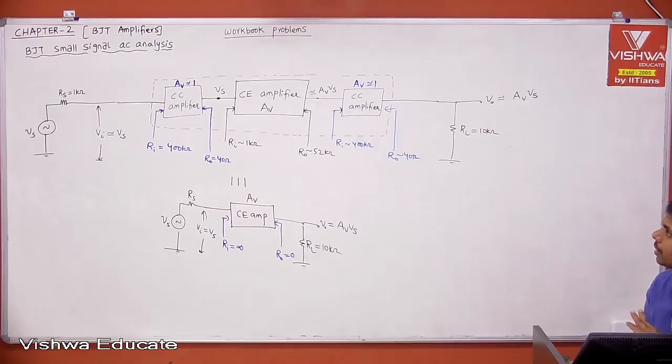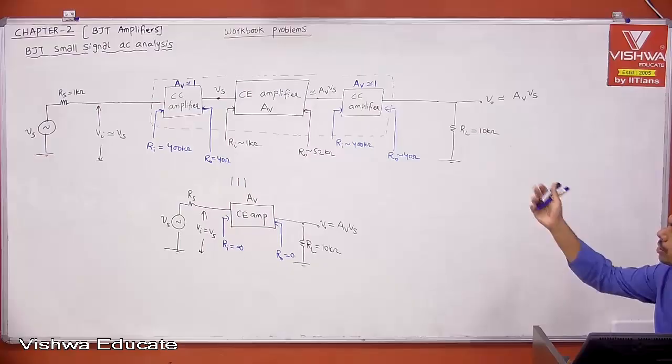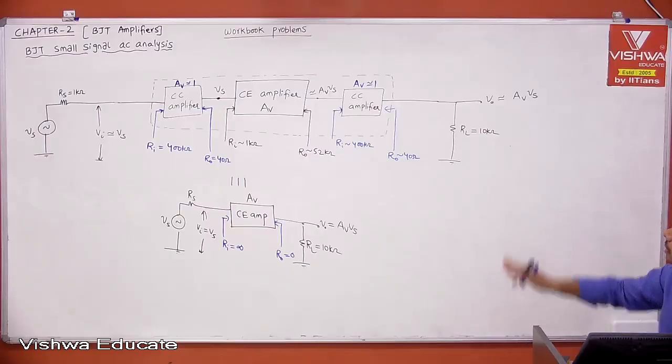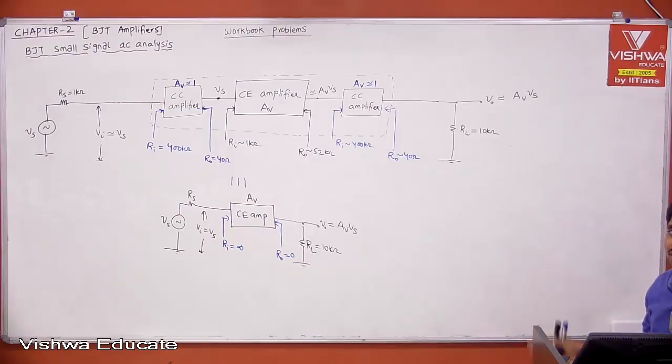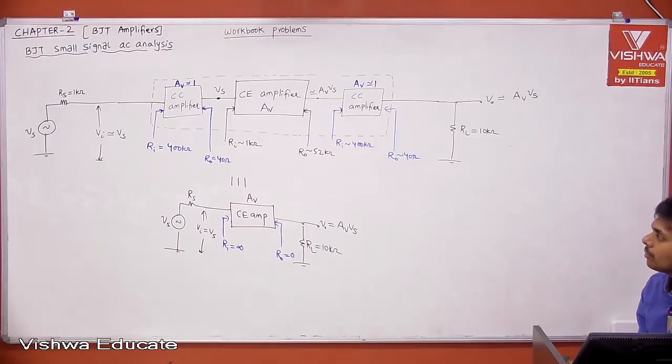I hope this is clear. See, ultimately I want a voltage amplifier. That is the reason why we are changing or improving the configuration, so that we get V0 equal to the maximum voltage gain times Vs. Remember, if you want a current amplifier we can get that also, but practically nobody is asking for a current amplifier, everybody is asking for a voltage amplifier.